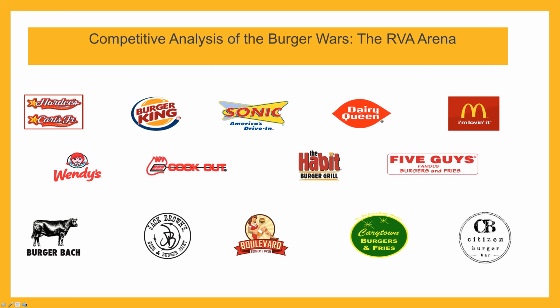Burger Batch, New Zealand inspired. Jack Brown's down on Libby. Boulevard Burger and Brew, very nostalgic with tattoos. So it's this quirky, very unique position in this space. It's my favorite brand of the ones at the bottom. And then Carytown and Citizen Burger seem like those two are pretty similar, in my opinion, maybe even with Jack Brown. So out of those brands down here, my opinion, we could agree to disagree, is Boulevard Burger and Brew and Burger Batch are highly unique and differentiated.